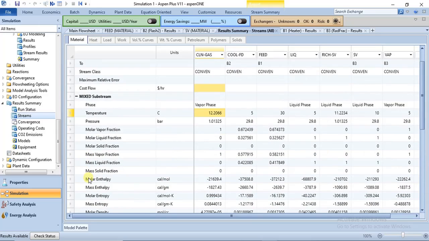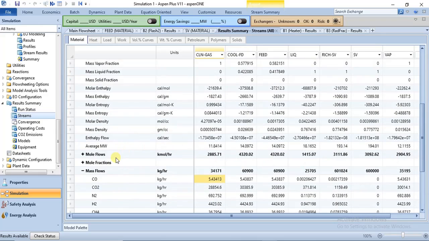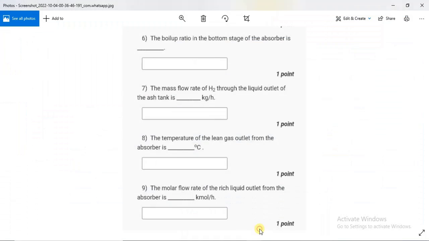Okay, let me see. Let's scroll down a little. Okay, that is it. So the molar flow rate for rich SV is this, right? This is mole flow in kilomole per hour. So you have rich SV as 3111.86 kilomole per hour. So this is the molar flow rate for the liquid outlet of the absorber. Yes, that's it for number 9.